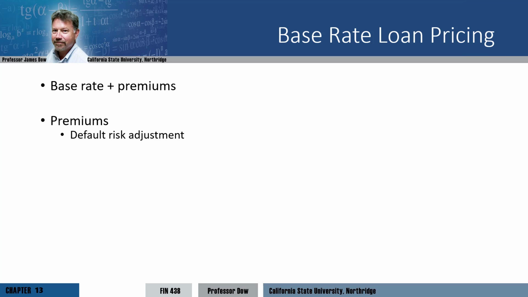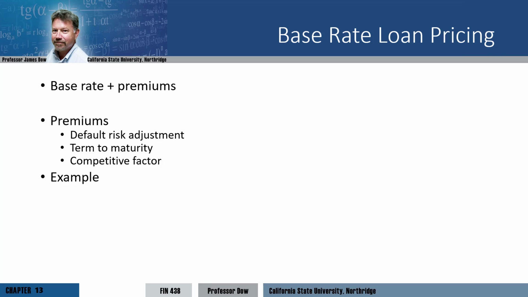A bank might add to the interest rate if the borrower has a greater chance of default. It might add a premium if the loan has a longer term to maturity. It might add a premium for competitive factors, that is, if the borrower doesn't have very good alternative ways of raising money.